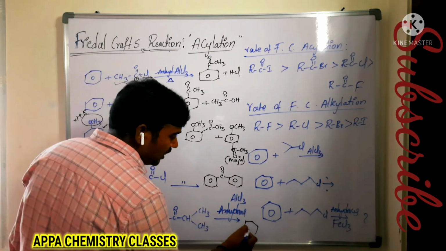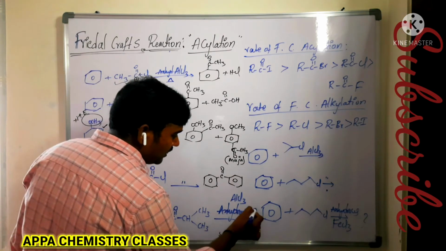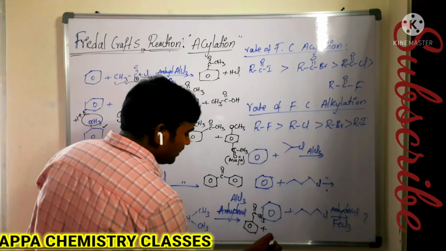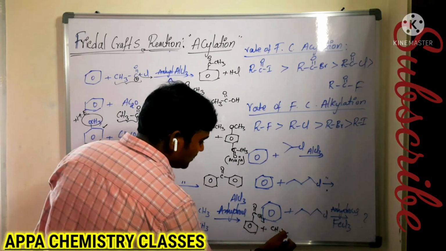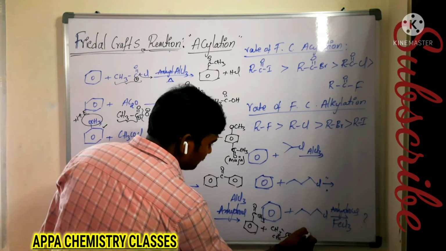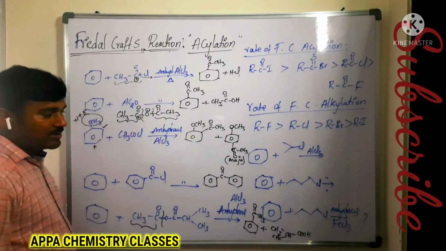That is, we are going to get C=O CH3, acetophenone, plus we are getting the acid, that is CH3COOH. Is that clear? So that acid we are getting.